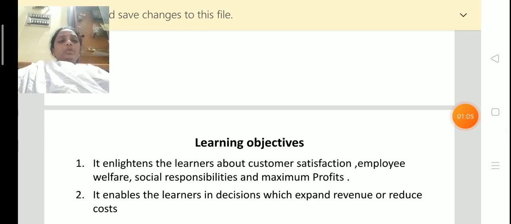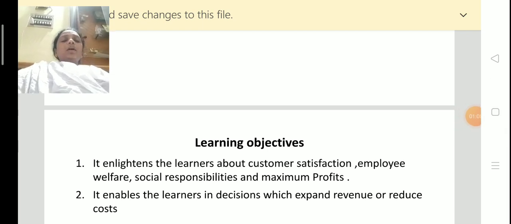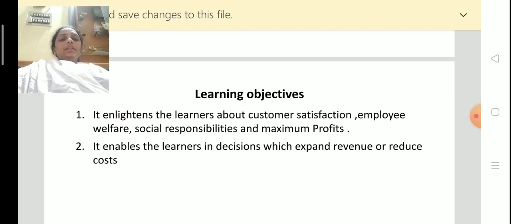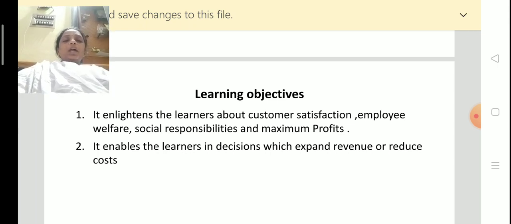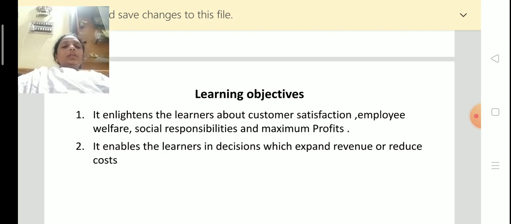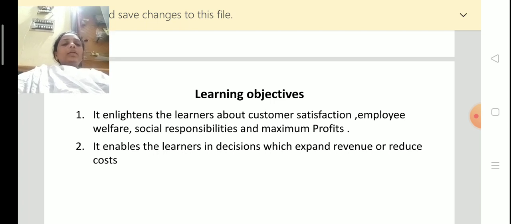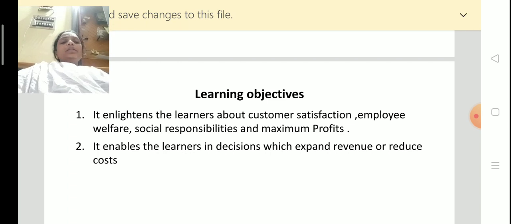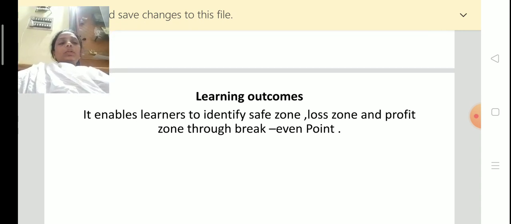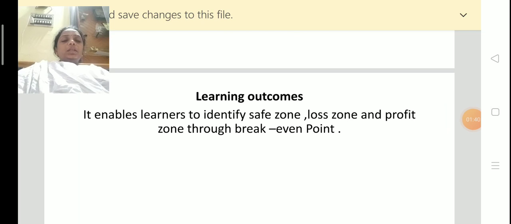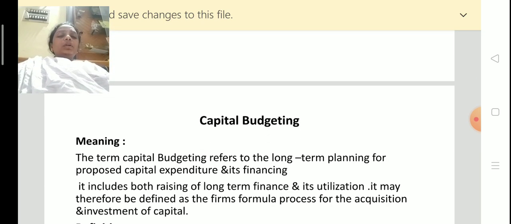Now, let me tell you the learning objectives of my study. Learning objective means it enlightens the learner about customer satisfaction, employee welfare, social responsibility, and maximum profit. This is the first objective, and it enables the learner to decide whether to expand revenue or reduce cost. And what is the learning outcome of this study? It enables the learner to identify the safe zone, loss zone, and profit zone through the break-even point.